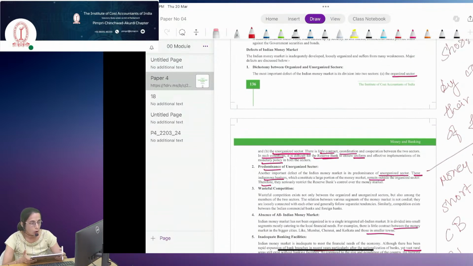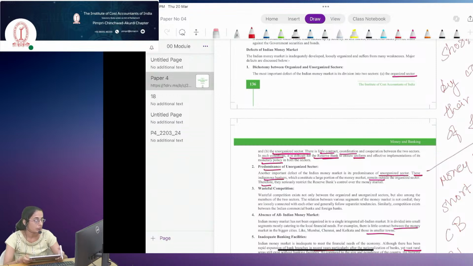Dichotomy between organized and unorganized sector. What does this mean? We saw there are two sectors in the Indian money market, the organized sector and the unorganized sector. The organized sector comprises banks and other institutions which are governed by the directions of the Reserve Bank of India. In the unorganized sector, we have indigenous banks and money lenders which are not under the control of the Reserve Bank of India.